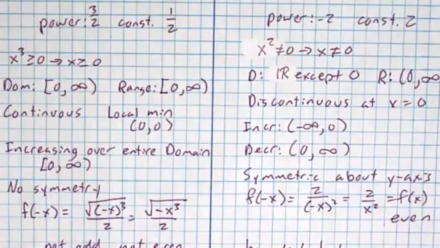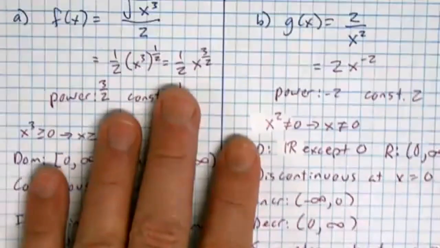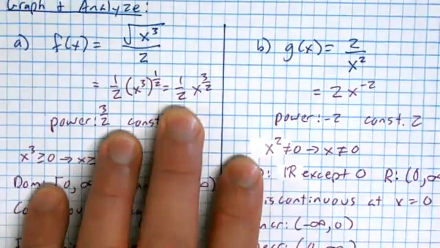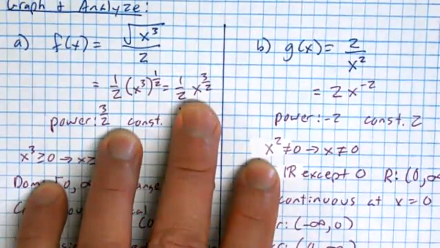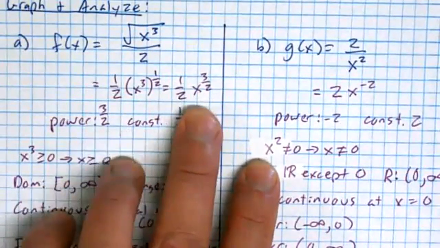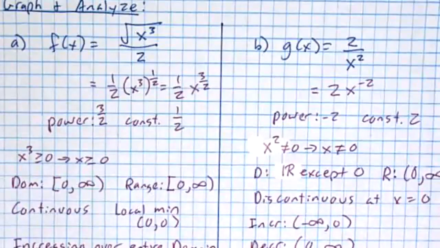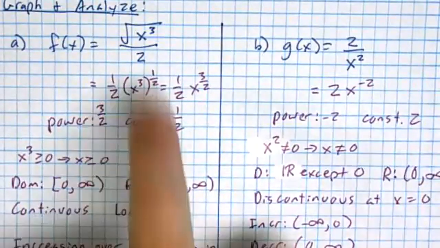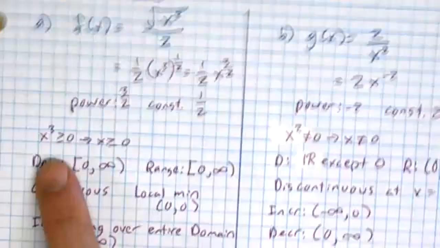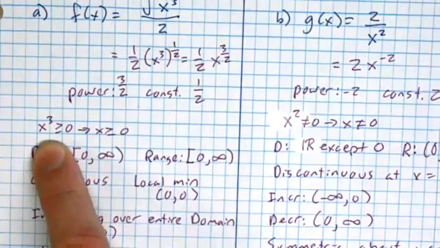All right, can I get you guys to check on the first function? You should be done with one of them at this point at any rate. Were you able to rewrite this as 1/2 times x to the 3/2 power? Okay, so that we know that the power is 3/2 and the constant of variation is 1/2.